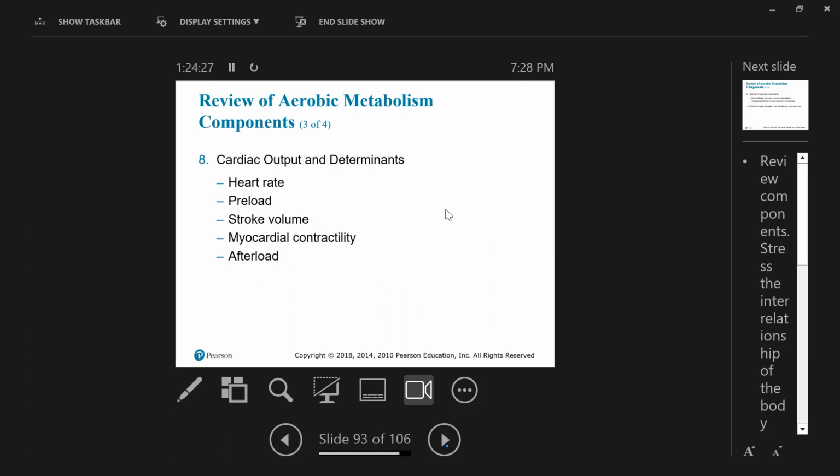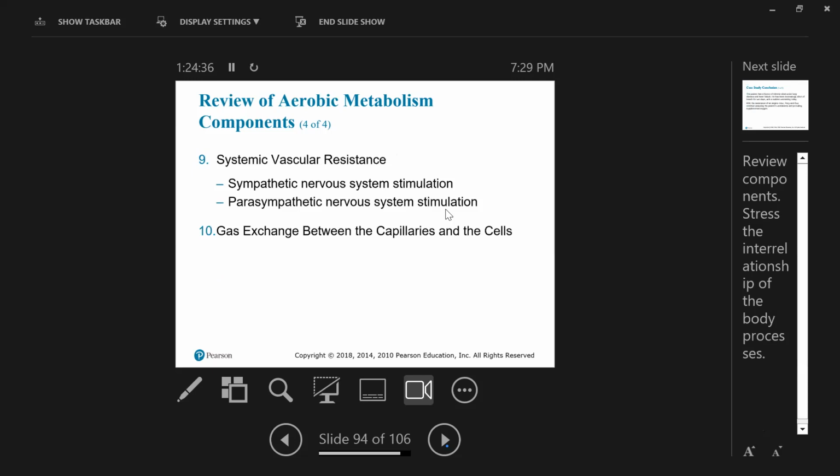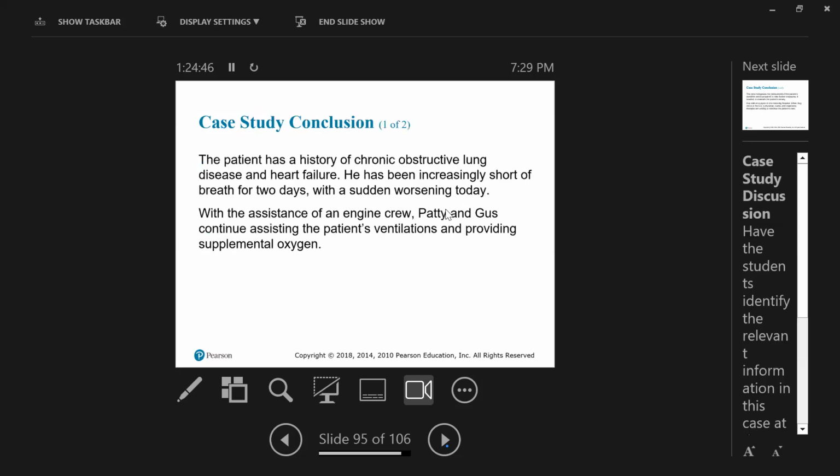Cardiac output and its determinants: heart rate, preload, stroke volume, myocardial contractility, and afterload. Systemic vascular resistance: you have sympathetic nervous system stimulation and parasympathetic nervous system stimulation. Gas exchange between the capillaries and the cells also occurs.